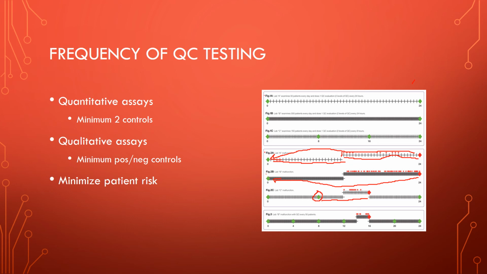When you have a QC failure, you assume that everything that was run from the last time QC worked is suspect, and you need to repeat it. So when you perform a lot of tests, consider adding a lot of QC, because then you would have to reperform a lot fewer of those tests when you do have a malfunction. Basically, that minimizes patient risk. It minimizes costs as well.